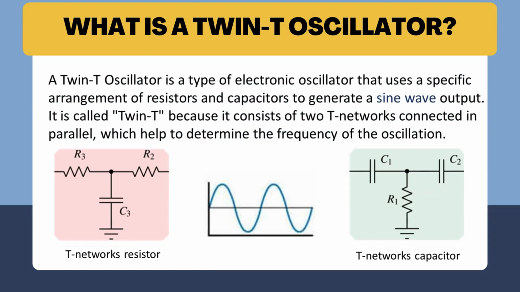So now, what is a twin-T oscillator? A twin-T oscillator is one kind of oscillator, but it uses a specific arrangement of resistors and capacitors to generate a sine wave output. It is called twin-T because it consists of two T networks, as shown in the figure below, which are connected in parallel to help determine the frequency of the oscillation.